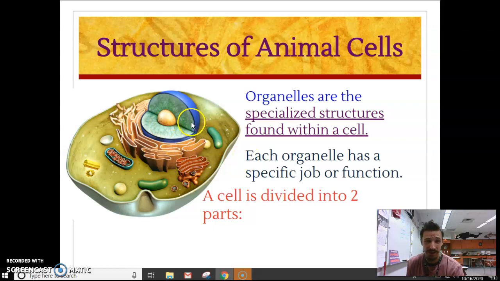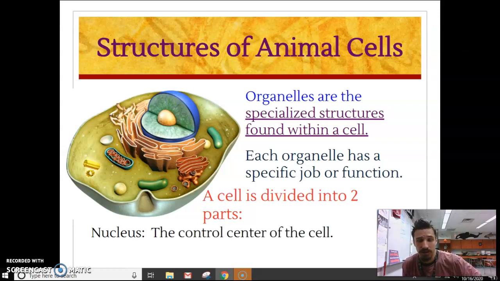We're going to divide this animal cell into two parts. We're going to have the nucleus, which is this big centralized region where that really important nucleic acid known as DNA is kept. We're going to nickname it the control center of the cell.